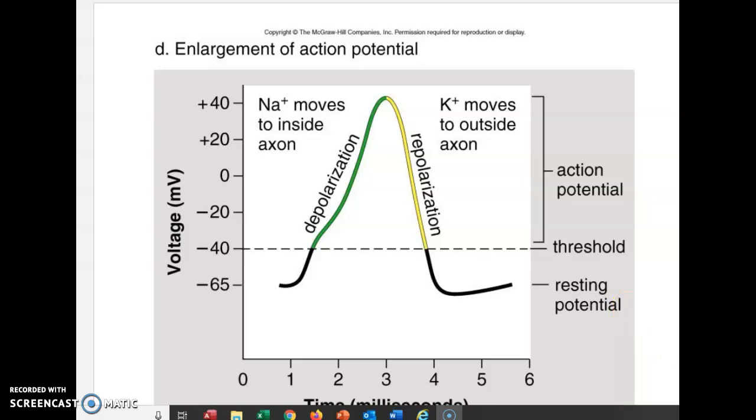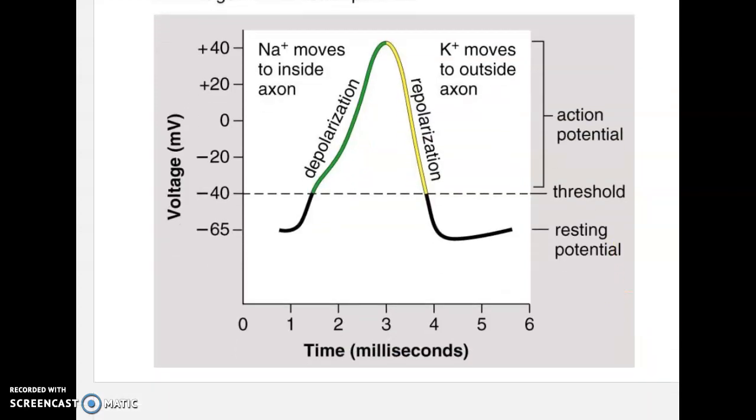And notice that this graph is actually shown in milliseconds, thousandths of a second. So this is all occurring extremely fast, from our resting potential to our synaptic potential to our full action potential. Notice we're at 5 thousandths of a second.